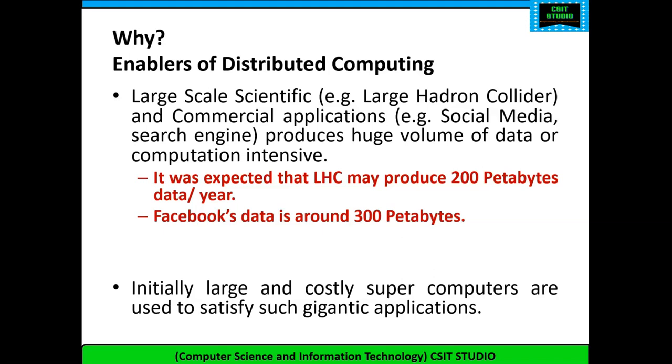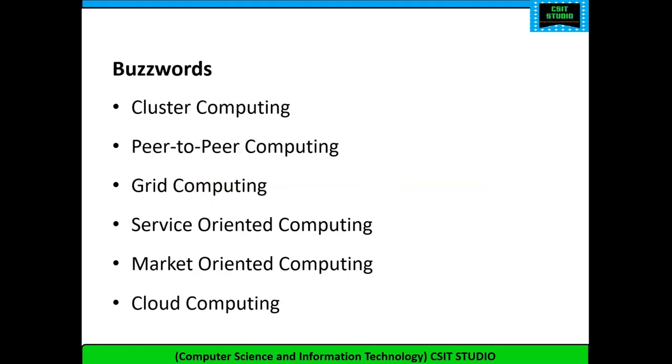And besides Facebook, there are similar applications like search engines and other social networking sites, which are producing huge volumes of data. So the LHC is both producing huge data as well as computing on that data. For such gigantic applications, initially we were using supercomputers, but they are quite large and quite costly. So scientists started finding a simpler solution to this, and they ended up with these types of computing.